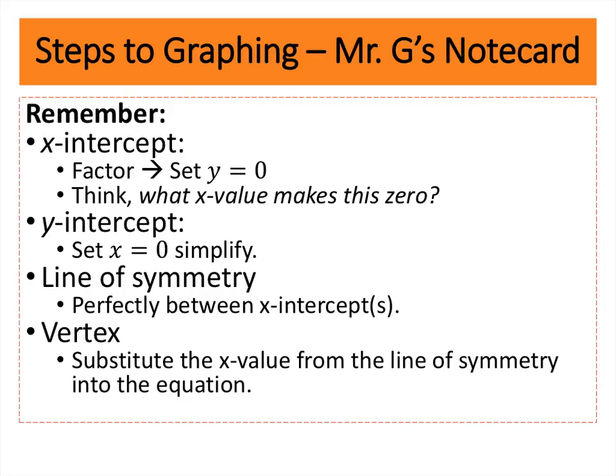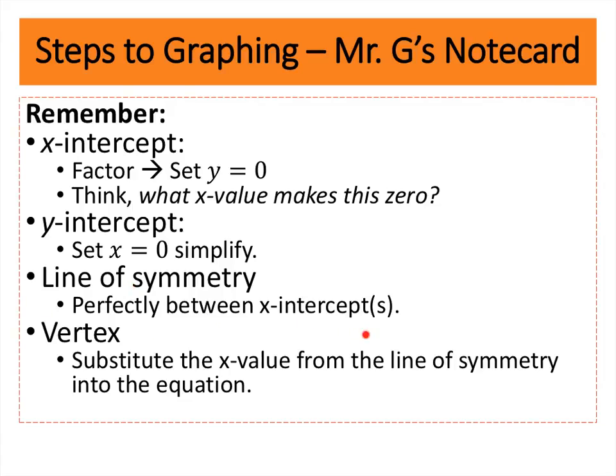There are really four main parts that I want. I want to know the x-intercept, so that's where it crosses the horizontal axis. And the first thing I need to do is factor and then set y equal to 0. Once I set y equal to 0, I have to think to myself, what x values make this 0? So we'll talk through that in a moment. Next, I need to do the y-intercept, and all that takes is setting x equal to 0. There's another way, if you understand the standard form, to understand where the y-intercept is in standard form.